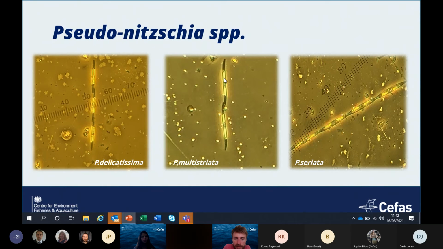Multistriata are very characteristic. They have this lovely sigmoidal shape to them, so they flick off at the ends. And then seriata is a little bit larger, so you can see the cell detail a lot more clearly here. This chain is actually lying the other way up, so you can't see this overlap like you can on delicatissima, which makes it very tricky.